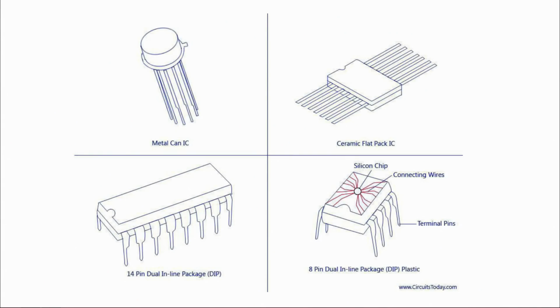ICs, when you look at the IC, it is a metal can IC. The ICs can be divided into a few further categories: metal can IC, ceramic flat pack IC, 14 pin DIP, 8 pin DIP using plastic, right. So, what kind of casing is there, based on that also the ICs are classified.